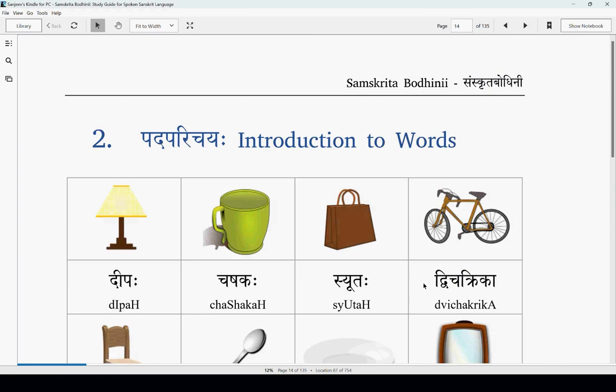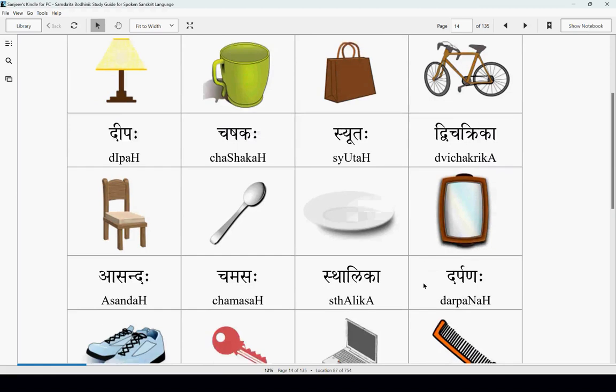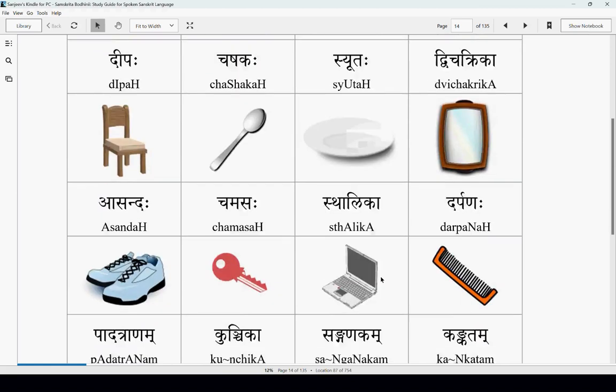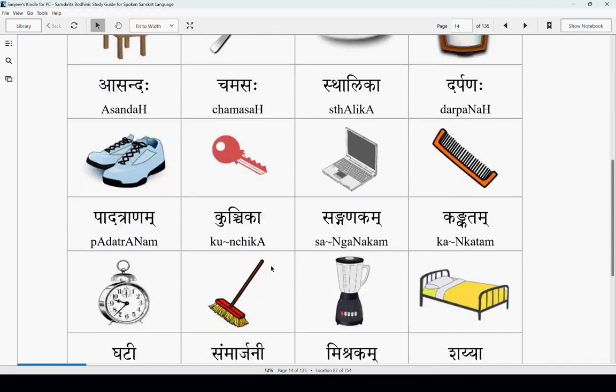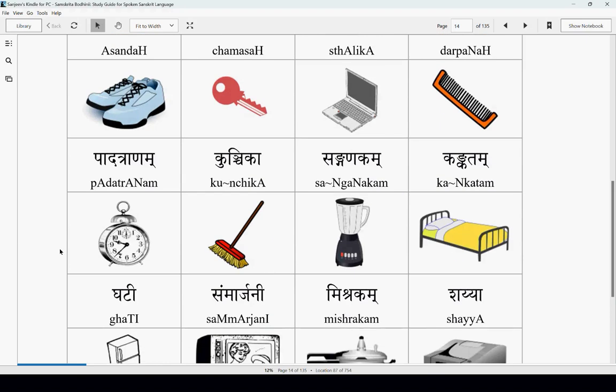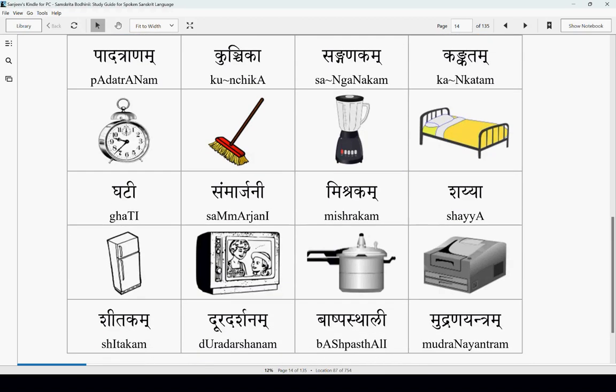Esha means this is a bicycle. Esha Dvichakrika Asti. Then we have Sa Sthalika, Esha Sthalika, Sa Kunchika, Esha Kunchika, Sa Ghati, Esha Ghati, Esha Sammarjani, Sa Sammarjani, Sa Shayya, Esha Shayya, Sa Bashpasthali, Esha Bashpasthali. Bashpa here means vapor, Sthali means container. So together we are forming a new word here, Bashpasthali, one container which works with steam.